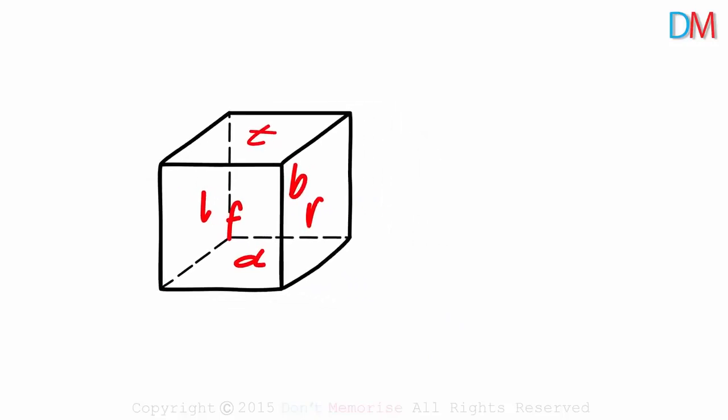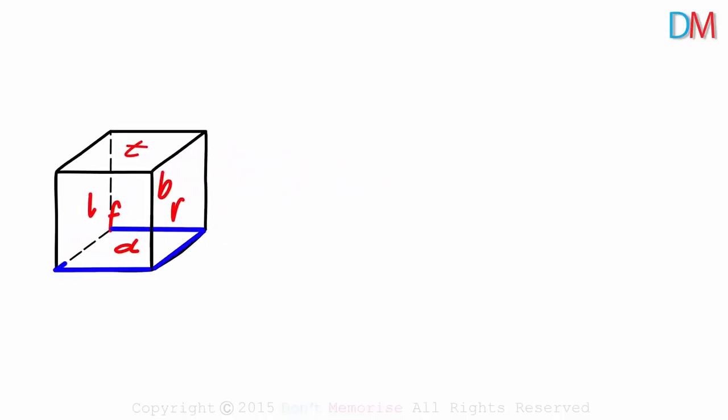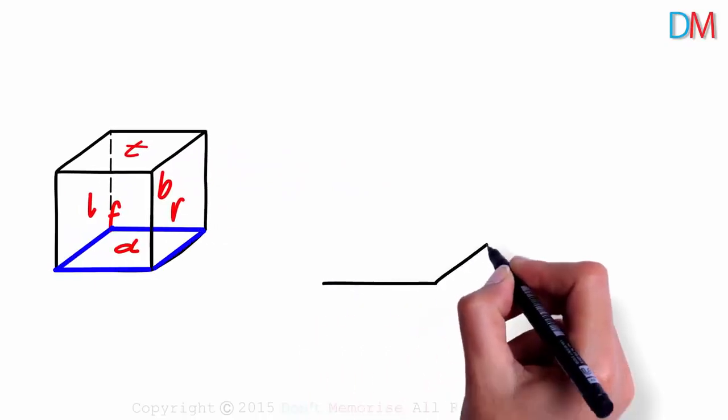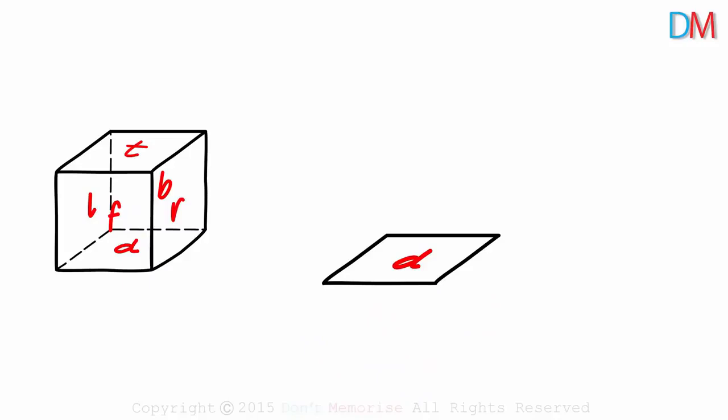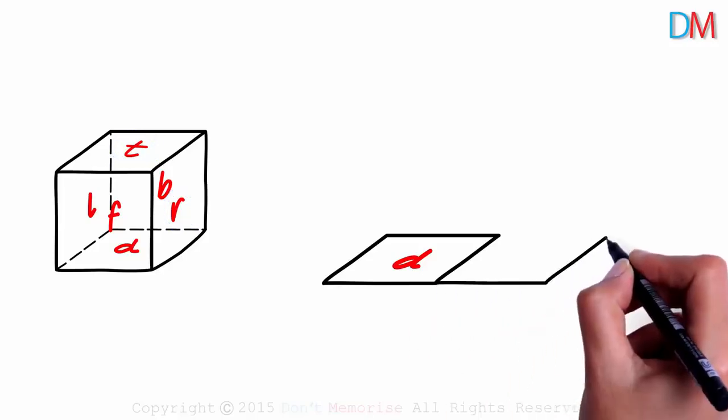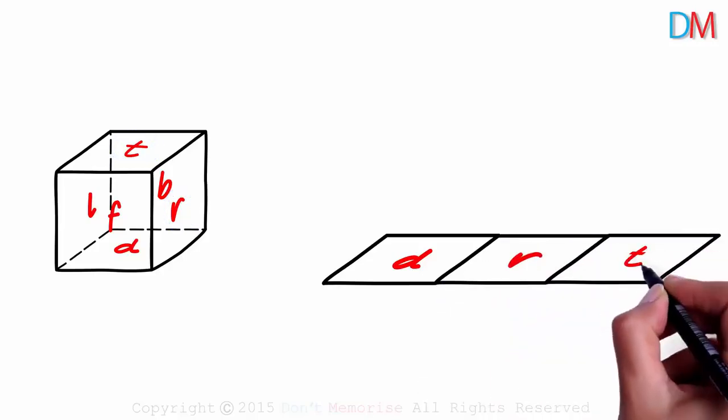Let's move this to the left. D would be a good face to start off with. We draw the base D here. Now we need to imagine as if we are opening up the figure. We can drop R and T together towards the right. Yes, we can drop the face on the right and the face on the top. R would be here and T would be here next to R.